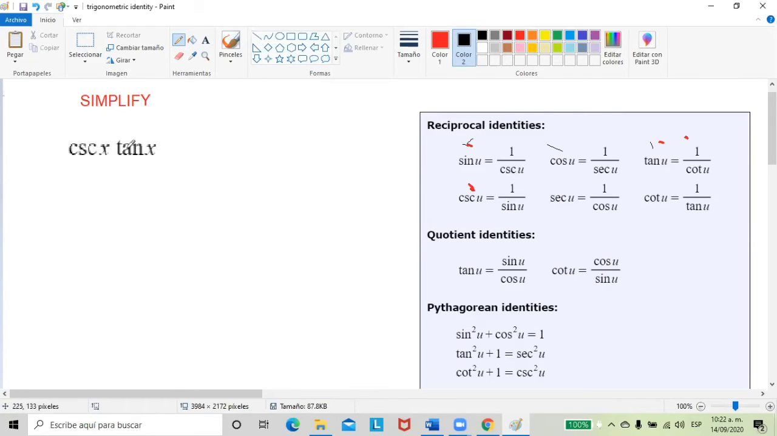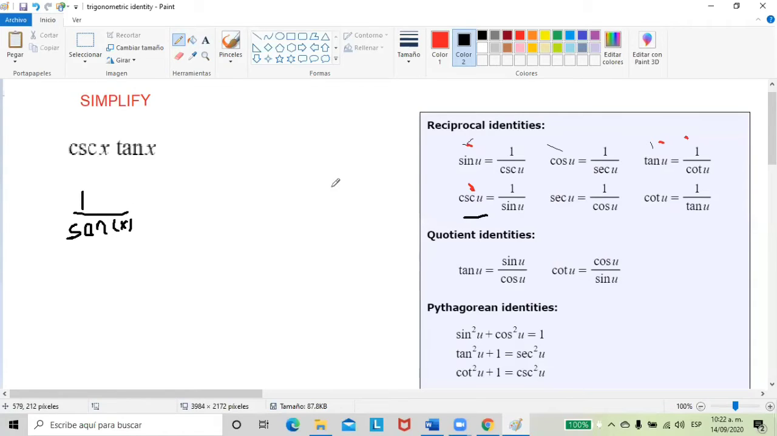Okay, so let's simplify this expression. We have cosecant of x and tangent of x. So the first step is that we can use the inverse one. The cosecant is equal to 1 over, we have it here, 1 over sine, okay? So let's write this, 1 over sine. And the angle is x, so we write the same angle, the angle x.